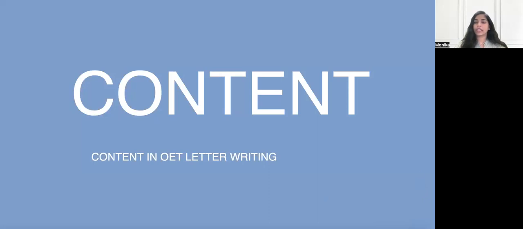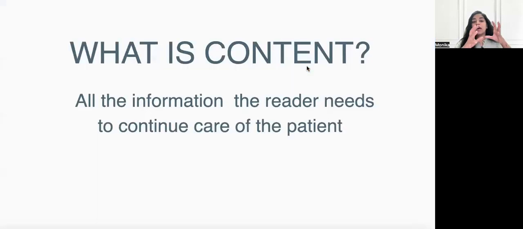So first of all, let's understand what I actually mean by this word content. What I mean by content is all the information that the reader needs to look after the patient that you're referring to the reader. So all of the relevant, important information. Why is it important? Because that information is absolutely required by the reader so that he or she can look after your patient. That is basically what we mean by content in very simple terms.